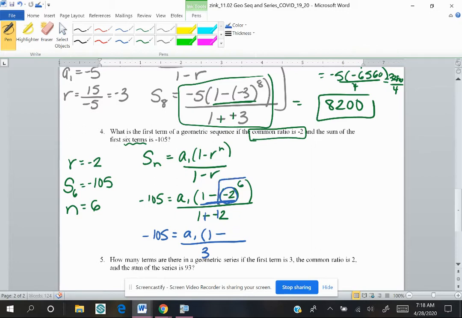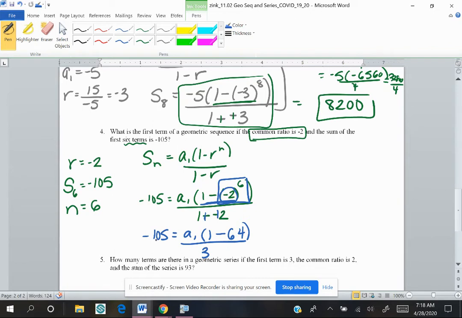But what I can do is type -2 to the 6th into my calculator. And since it's an even exponent, it's going to give me a positive number, 64, which is why we can't just do minus a negative, because you would have had 1 plus 64.